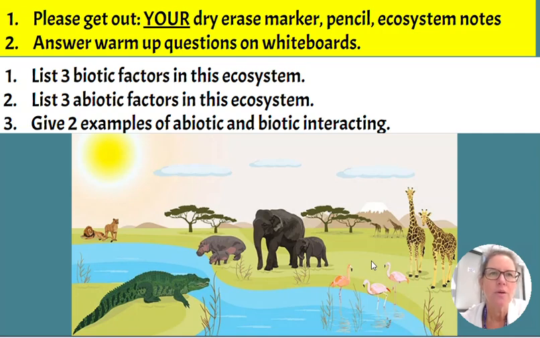So finally, we want to think about 2 examples of abiotic and biotic factors that are interacting. Go ahead and see if you can think of 2 on your own. And I can think of several instances.